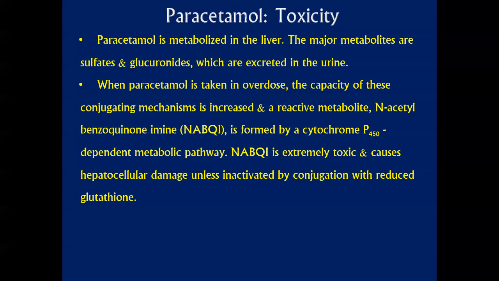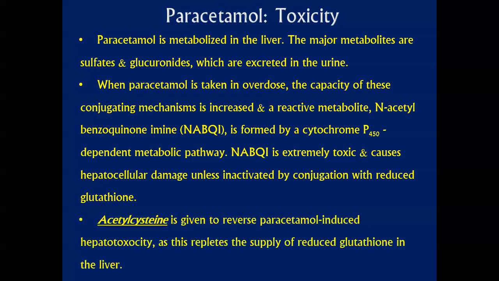But beyond a certain point, the stores of glutathione are saturable. It cannot cope with the increased amount of that metabolite. In that case, when there is a very high dose, that metabolite NAPQI will actually cause toxicity. In that case, there is one antidote, which is acetylcysteine. It's a specific antidote of paracetamol toxicity. Acetylcysteine is given to reverse paracetamol-induced hepatotoxicity as this repletes the supply of reduced glutathione in the liver. Just like replenishing the amount of glutathione in order to detoxify the metabolite.